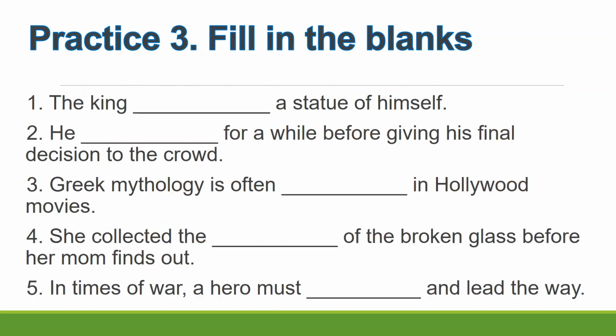And finally, we have again Practice number 3, fill in the blanks. Again, please pause this video before answering. Let's read them. Number 1, the king blank a statue of himself. So find the correct word that perfectly fits here, so the words that we just discussed right now. Number 2, he blanked for a while before giving his final decision to the crowd. So you can see some context clues over here.